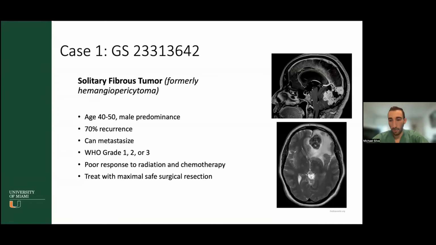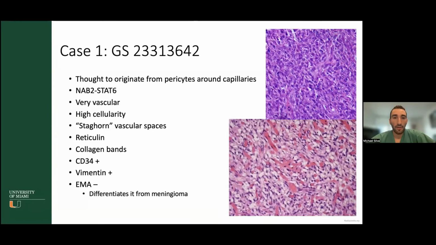Here are some example images of other locations and lesions. They're thought to originate from the pericytes around the capillaries, and they have that typical fusion that Dr. Koltekin was mentioning, and that distinctive stain that really nails the diagnosis with that STAT6 stain. Highly vascular, as we mentioned, you could see that significant tumor blush in that preoperative angiogram, and oftentimes preoperative embolization can be helpful. High cellularity in these staghorn vascular spaces that was described by Dr. Koltekin. In terms of other markers, they're typically EMA negative, which is the key thing to remember, differentiating it from meningioma, which may be asked on the boards.